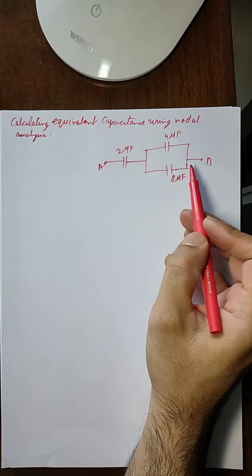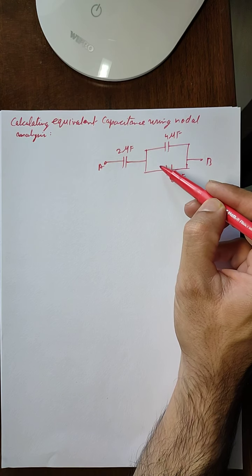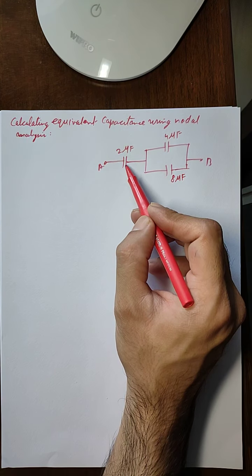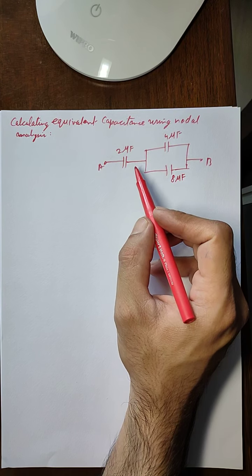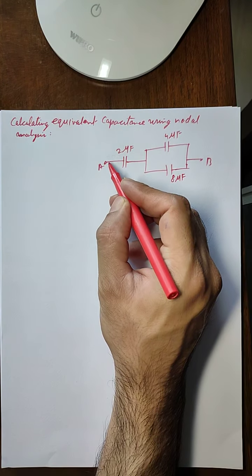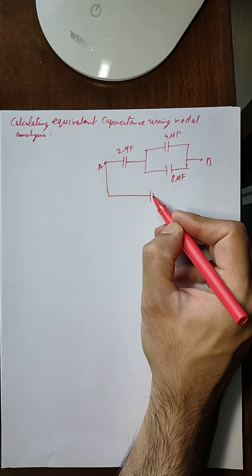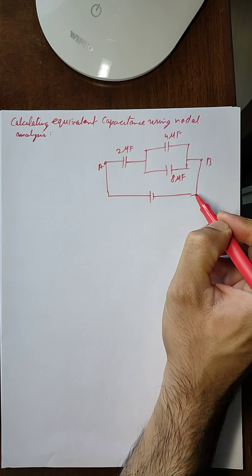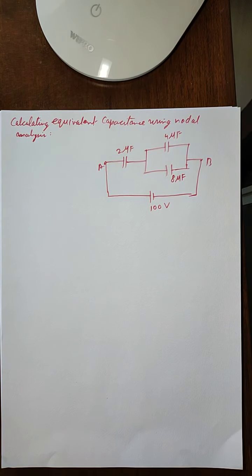Now when such circuits are given, we can solve them by using series parallel analysis also. We can see that these two are in parallel and their equivalent capacitance will be in series with this capacitor. So that is one method also, but here we will use nodal analysis. When we use nodal analysis, we always use a 100-volt battery. For simplification of calculations, we always use a 100-volt battery to connect with terminals A and B.